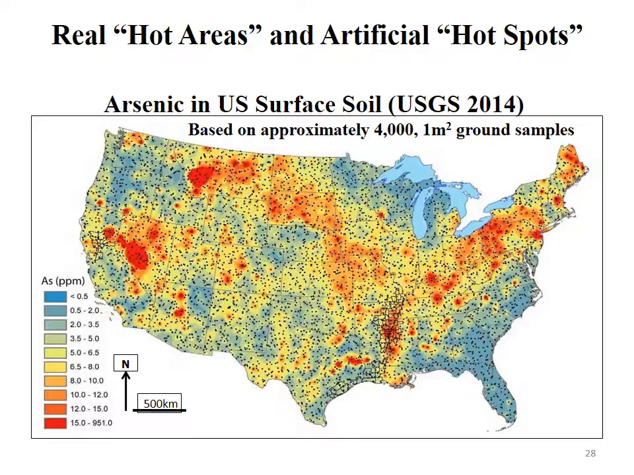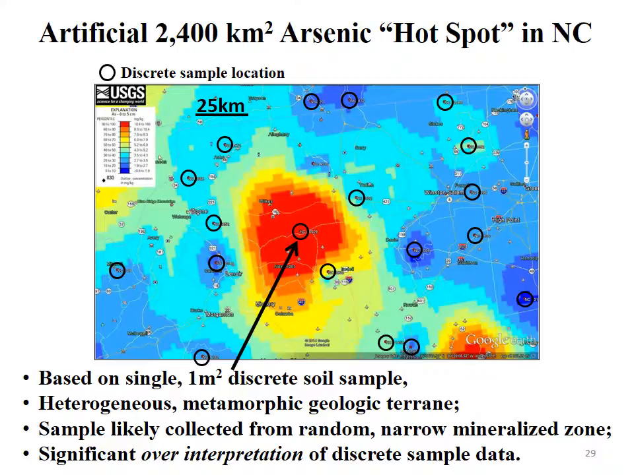They stand out more, but you also see lots of small cold spots. So these are completely artificial, and they just reflect small-scale random variability within those areas of arsenic concentrations. Now, if you read the fine print of the USGS document for this investigation, they state this exact same thing, that large-scale patterns are real, but small-scale patterns based on one or even a small cluster of discrete soil samples can't be considered accurate and could be artificial. So here's actually an example of an artificial 2,400 square kilometer arsenic hotspot in North Carolina. It's based on a single 1 square meter discrete soil sample. So how reliable do you think that is?